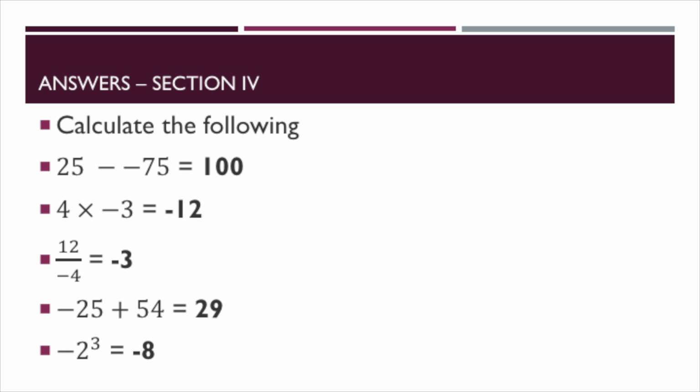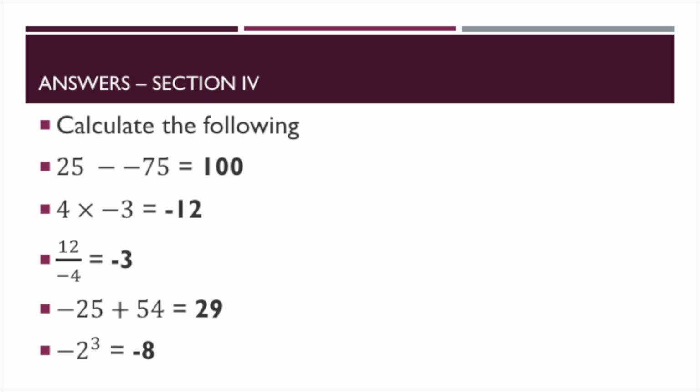Okay, so now let's have you calculate some values. What's 25 minus negative 75? Well, we know when we subtract a negative number, it's like adding a positive number, so that's 25 plus 75 is 100. When we multiply a negative number times a positive number, it's a negative number. 4 times negative 3 equals negative 12. When we divide a negative number by a positive number, it's a negative number, so 12 divided by negative 4 equals negative 3. Now the next one, negative 25 plus 54. Remember, adding a negative is the same as subtracting, so we'll say 54 minus 25. That ends up being 29.